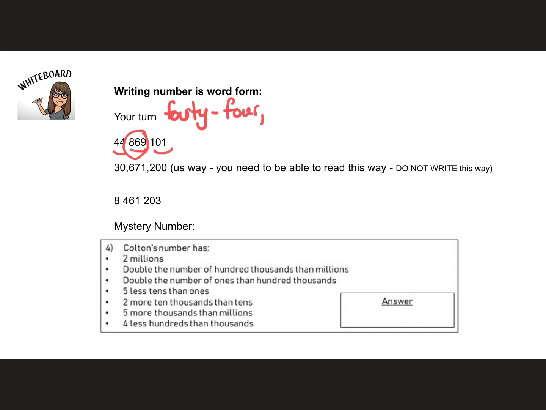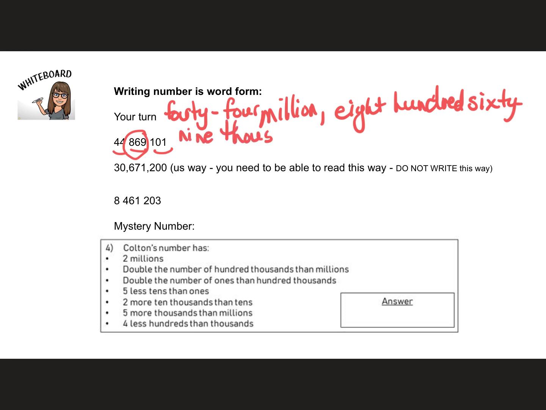44 million, comma, 869. That needs a hyphen. 1,000, comma, 101.